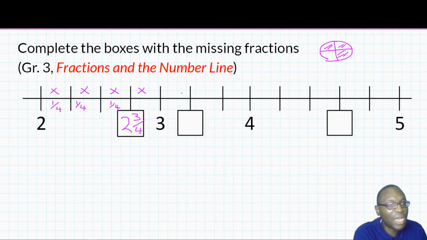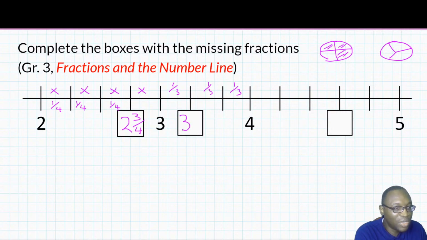Okay, then the next one, we have three spaces between 3 and 4. So we divide it by 3, so you're going to have 1 over 3 here, 1 over 3, and then 1 over 3. And so your whole number is going to be 3, and then you get to this square after your first space. So it's just going to be 1 over 3.